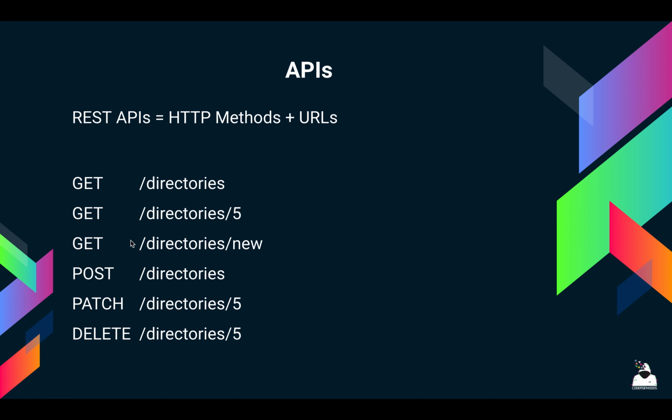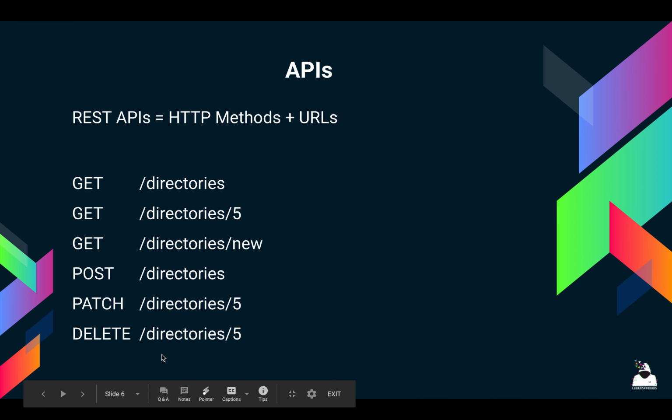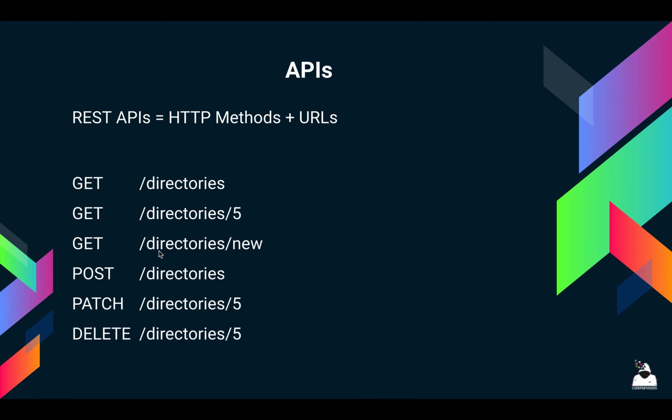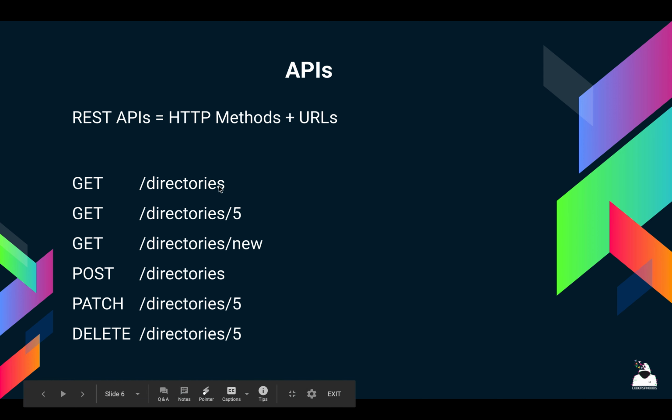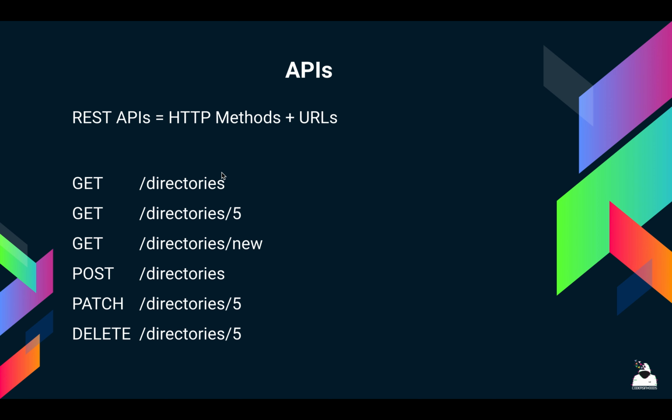So actually it's also user-focused. If they see this in their URL, in their address bar, they will kind of understand that they're seeing the page to create a new directory. They're seeing directory number 5. They probably won't see these, but it's slightly user-focused and it's also developer-focused as well. So that's a quick look at APIs and specifically RESTful APIs.